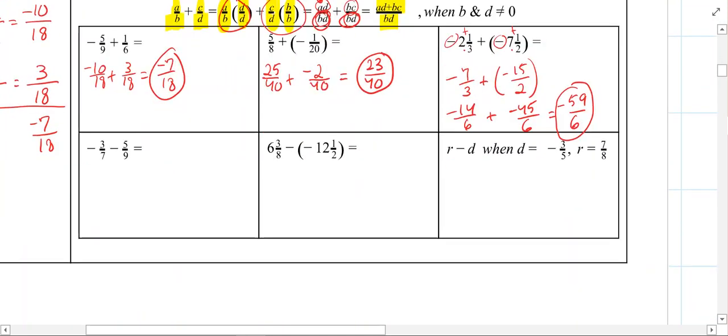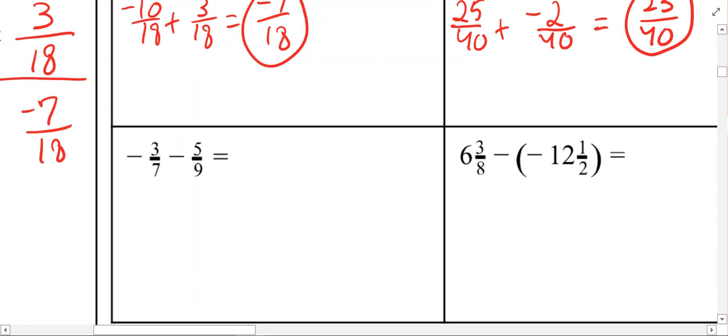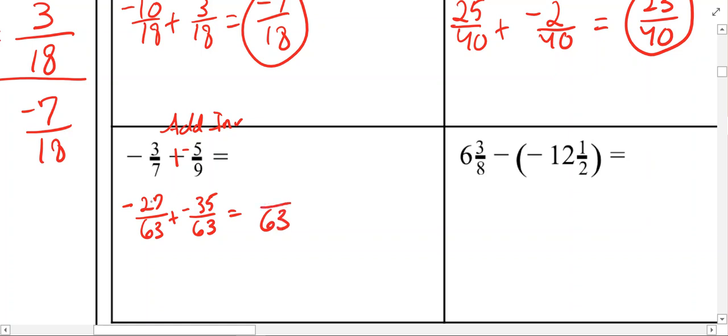3 to go. I see a subtraction sign here, so you guys know what you can use: additive inverse. The additive inverse of 5/9 is negative 5/9. All right, so 7 and 9, so I think 63 is my number to use here. 7 times 9 is 63, so 3 times 9 is 27. Keep that negative sign. 9 times 7 is 63, so 5 times 7 is 35. Keep that negative sign. 63 is my denominator, and negative 27 plus negative 35 is negative 62.